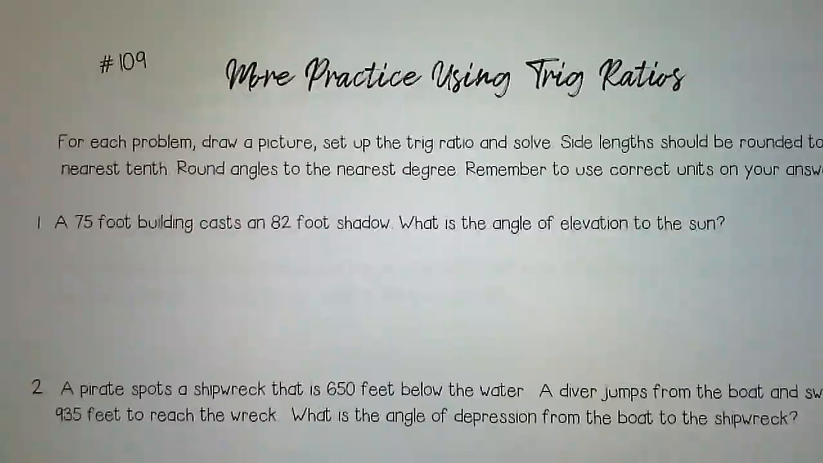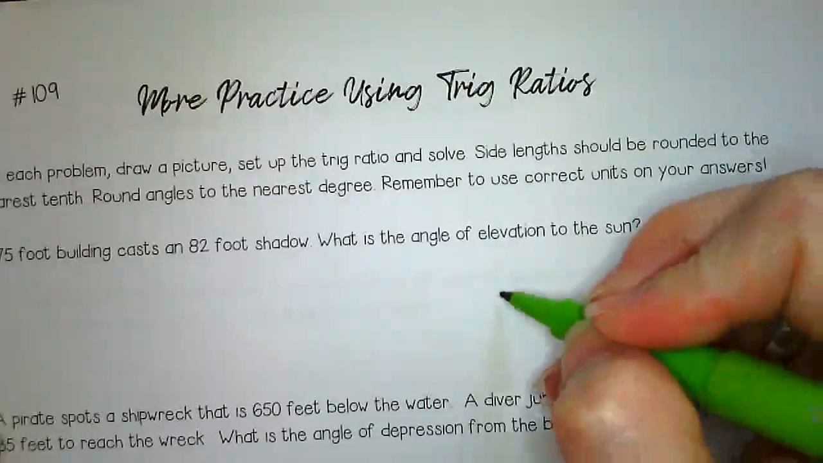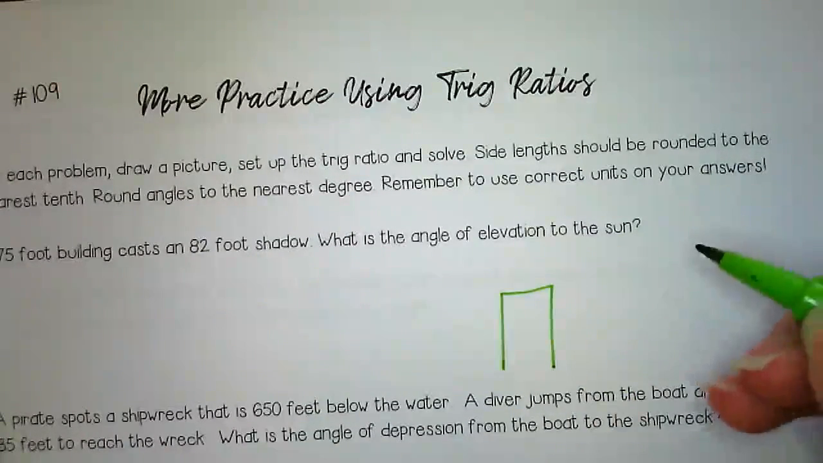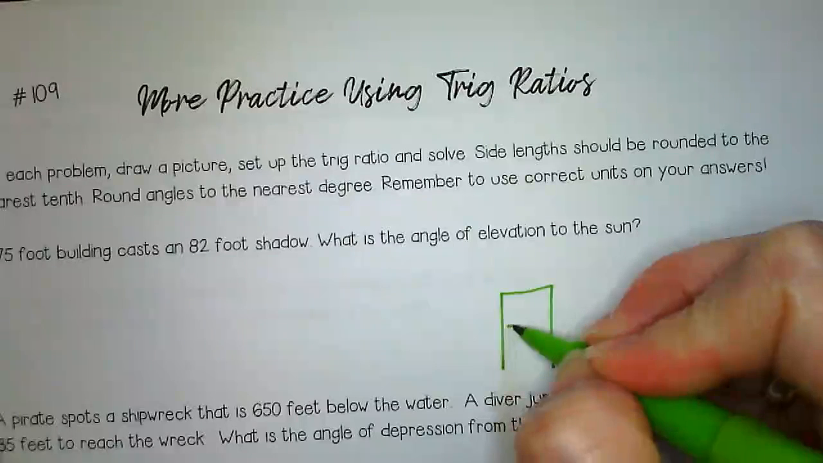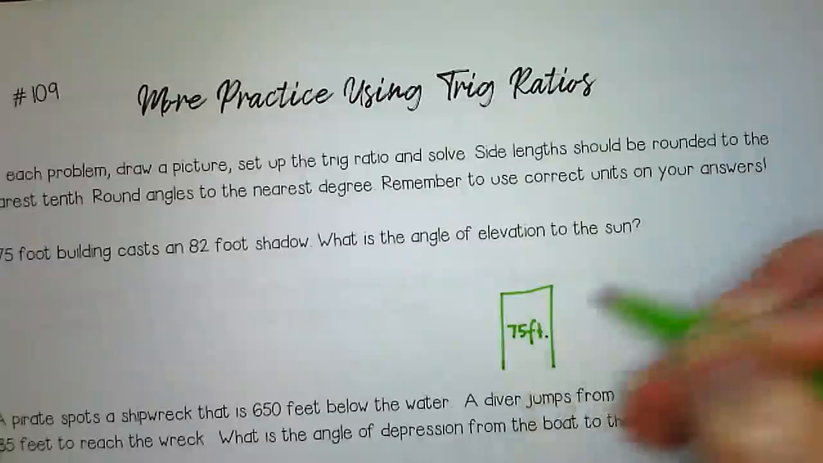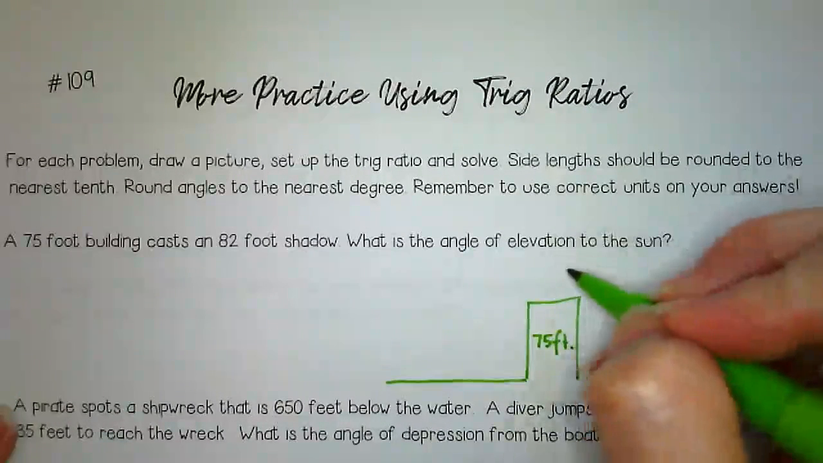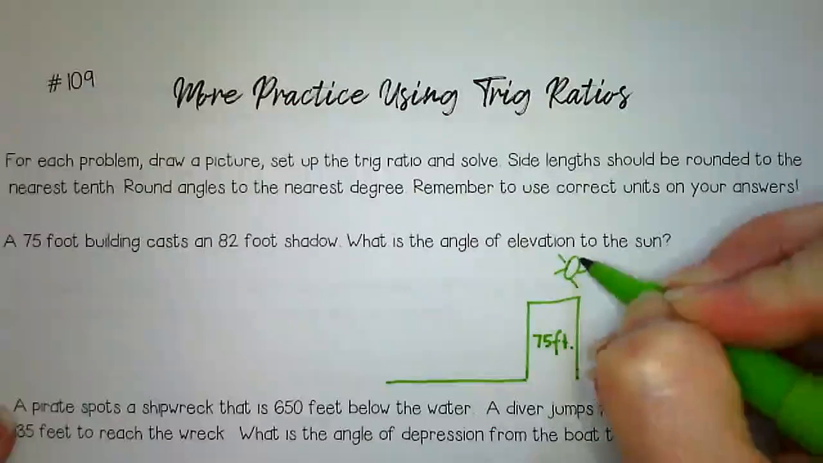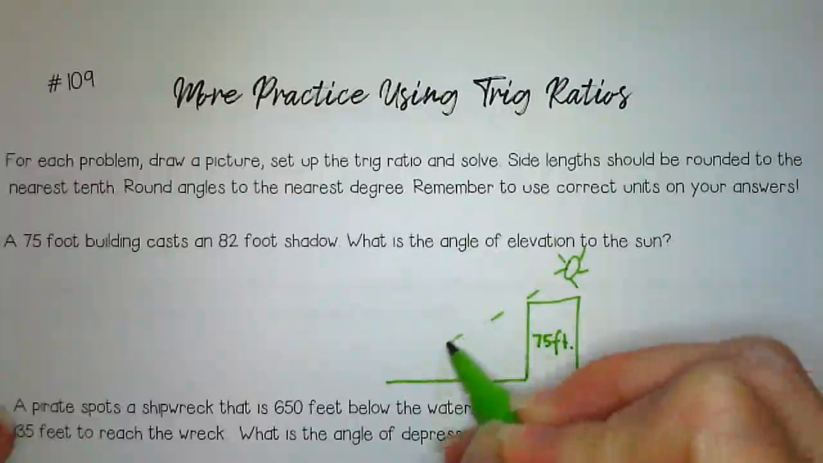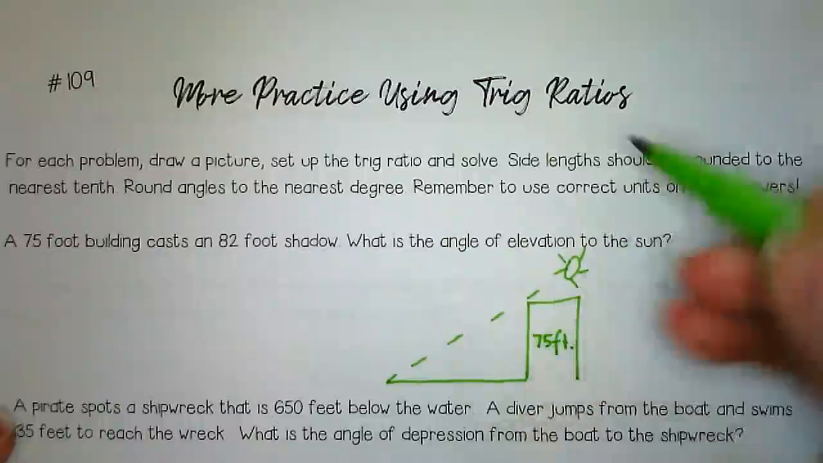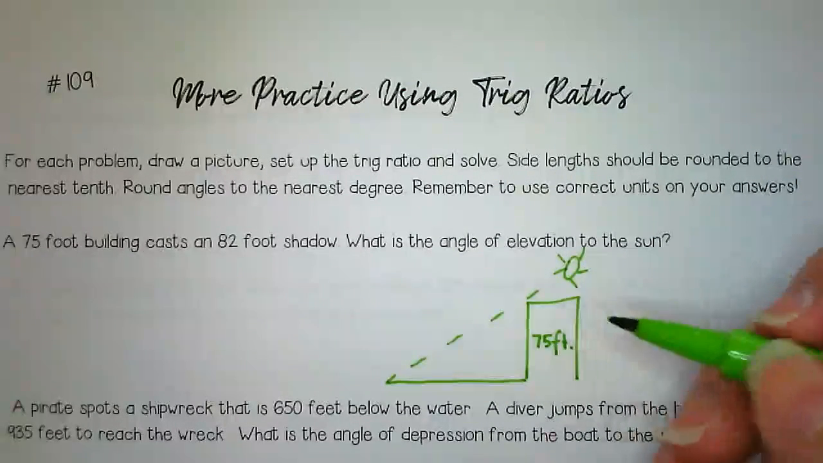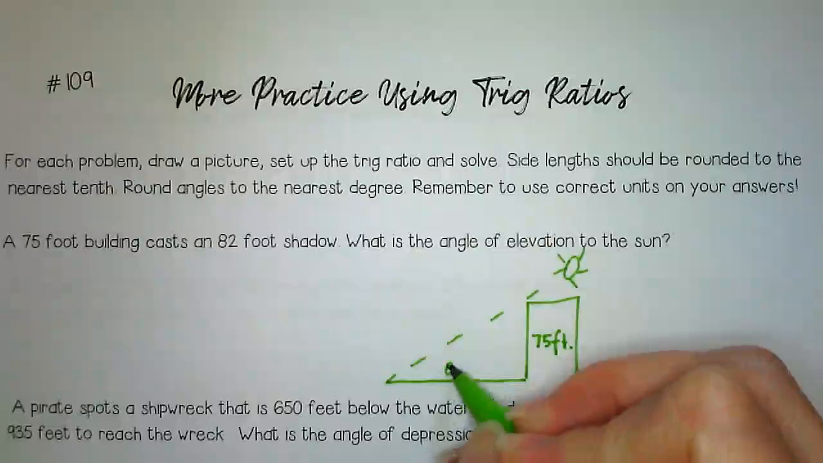All right, so first up, a 75-foot building casts an 82-foot shadow. What is the angle of elevation to the sun? So we have a building here, and we know that the building is 75 feet tall, and then there is the shadow of the building on the ground because the sun is right up here, and the sun is what's causing the shadow. So the shadow is 82 feet.